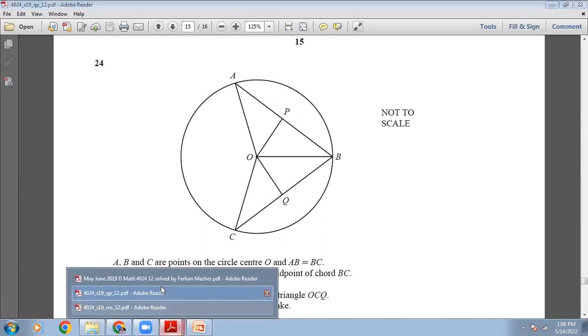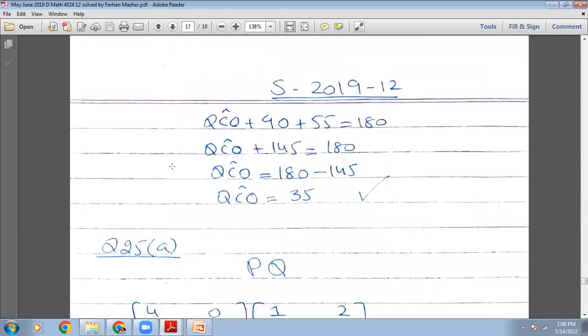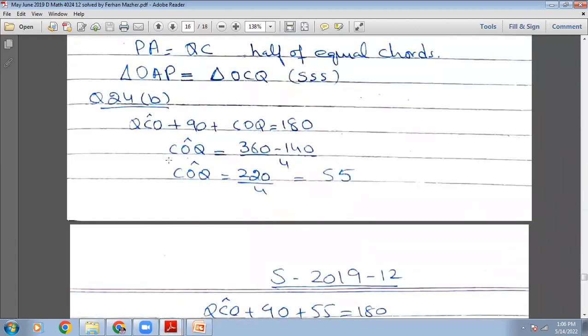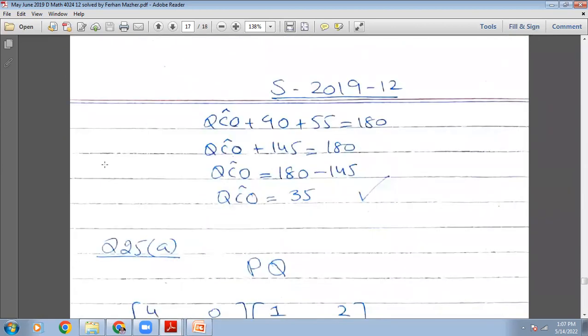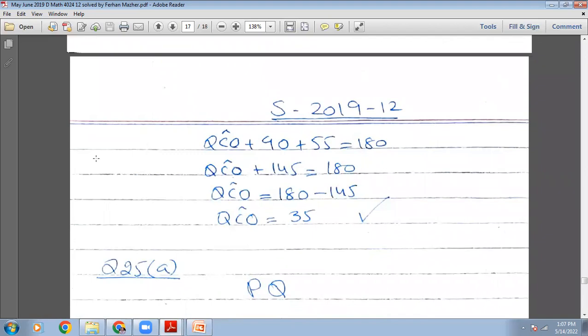Very simple, but I solved it a little differently, so let me show you my solution. Try to understand. If you have the hard copy of this paper in front of you, you will be able to understand. QCO plus 90 plus COQ equals 180. COQ will be 360 minus 140, divided by 4. So COQ will be 220 divided by 4, which is 55. QCO plus 90 plus 55 equals 180. QCO plus 145 equals 180. QCO equals 180 minus 145, so QCO will be 35.